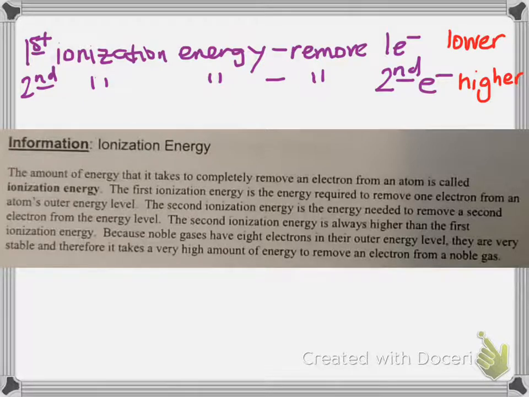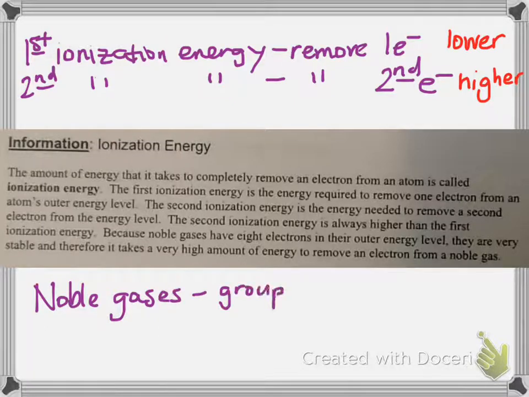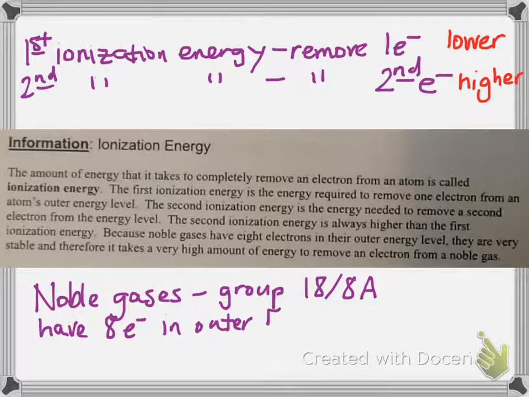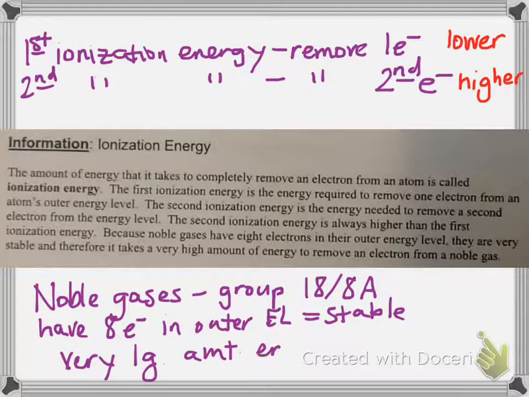And then they also tell us that the noble gases, which are group 18 or 8A, have 8 electrons in their outer energy level, which makes them very stable, and it takes a very large amount of energy to remove an electron from them.